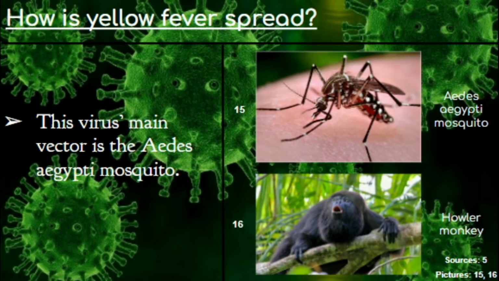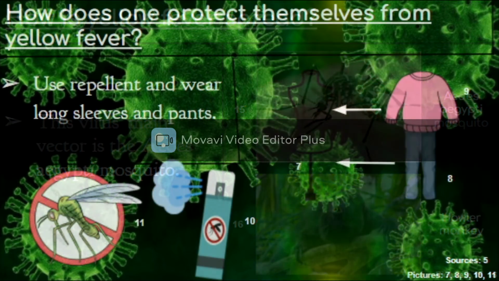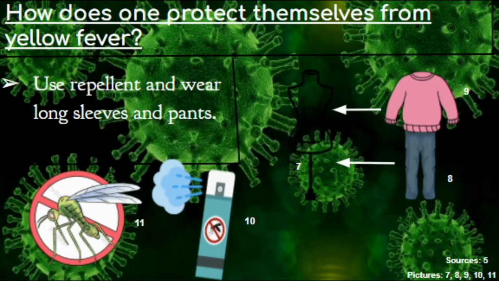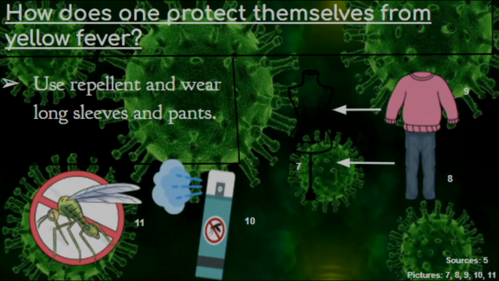The yellow fever's vector is the Aedes aegypti mosquito, but the virus first originated from howler monkeys in Africa. You can prevent this virus by avoiding mosquito bites. You can do this by using repellent or wearing long sleeves and pants. Also, there is a yellow fever vaccine which remains active for 10 years but costs money.